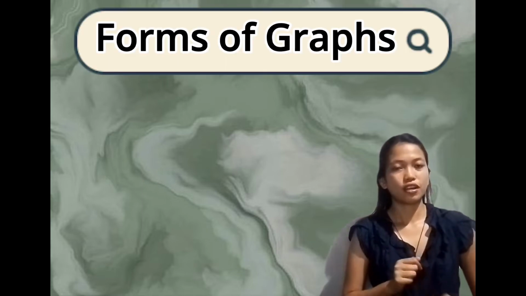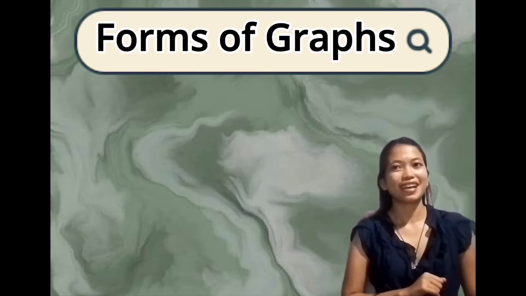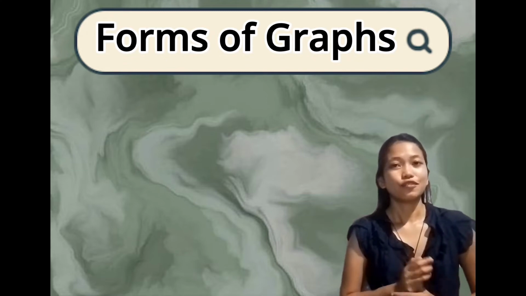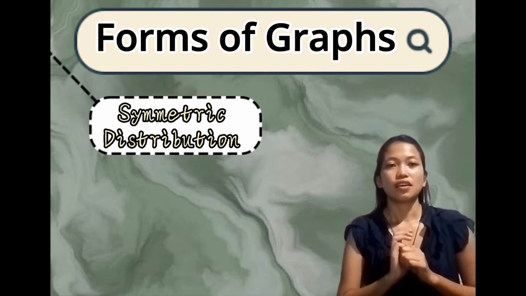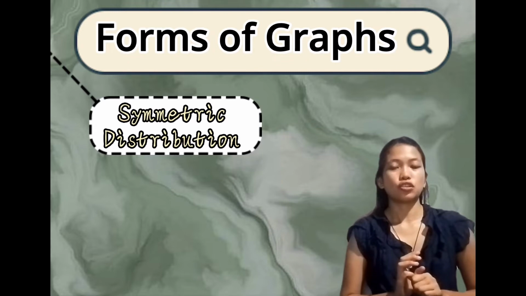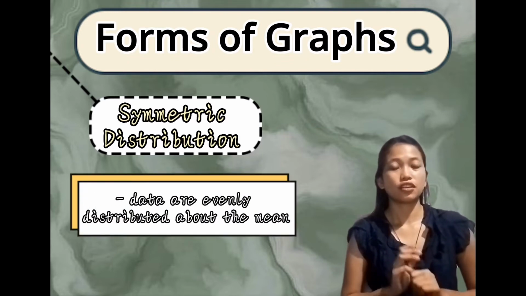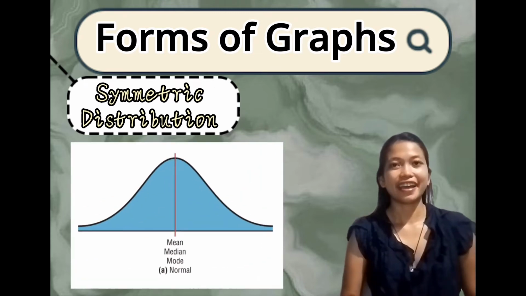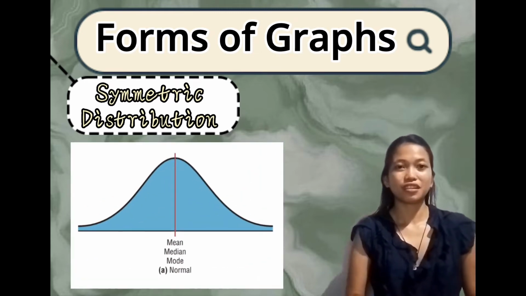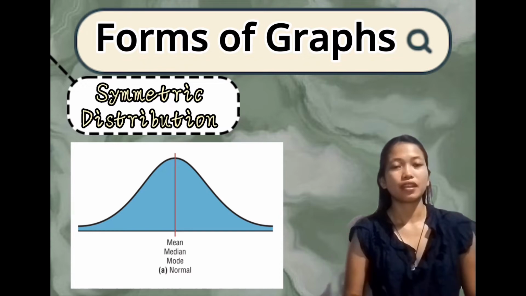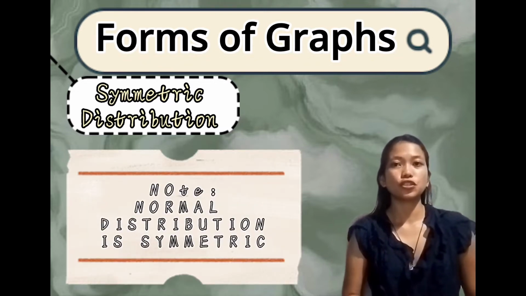Now that we have familiarized the properties of the normal distribution graph, let us now proceed to the forms of graph. Yes, they have different forms, guys. First form of graph is the symmetric distribution, where the data values are evenly distributed about the mean. So this is its form. This is the form of the graph of a symmetric distribution. Note that a normal distribution is symmetric.